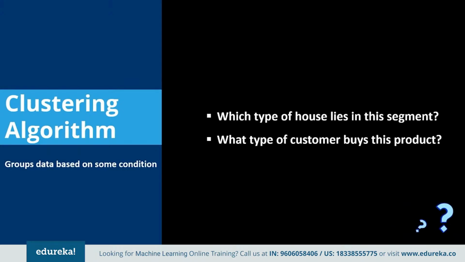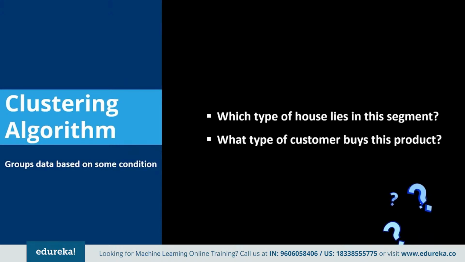Now, clustering is the task of dividing the population or data points into a number of groups such that the data points in the same group are more similar to the other data points in the same group rather than those in the other groups. In other words, the aim is to segregate the groups with similar traits and assign them into different clusters.